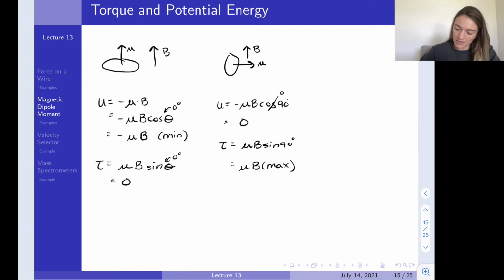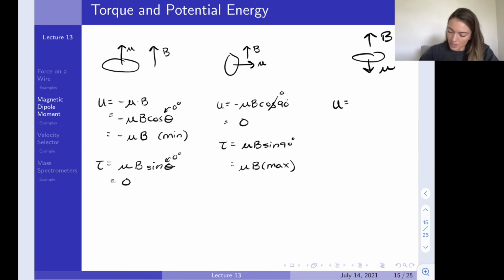And now in the case of them being anti-parallel, so if mu is this direction and B is in the opposite direction, our potential energy is negative mu B cosine 180, which is -1. So we have a negative mu B times -1, which is positive mu B. So this is our maximum of potential energy here.